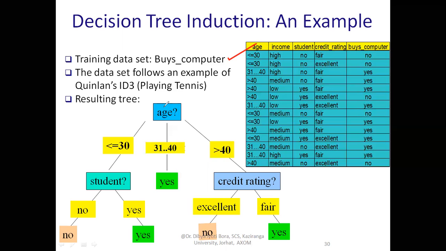Try to construct the tree this time by yourself. But first we have to identify on the basis of what attribute we go for the classification. So here we are mainly focusing on age. So age becomes the root node. And after that, the conditions: less than or equal to 30, then 31 to 40, and then greater than 40. Then again, three more conditions: student, then yes, then credit rating.